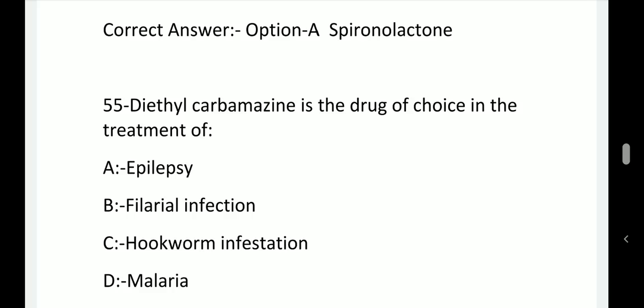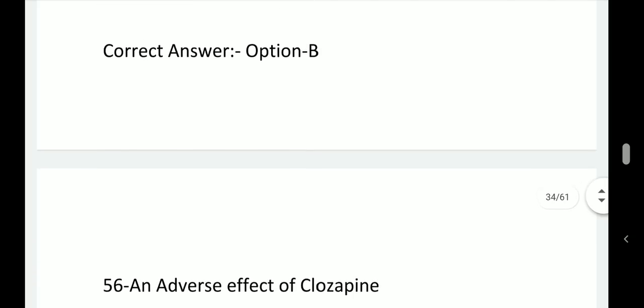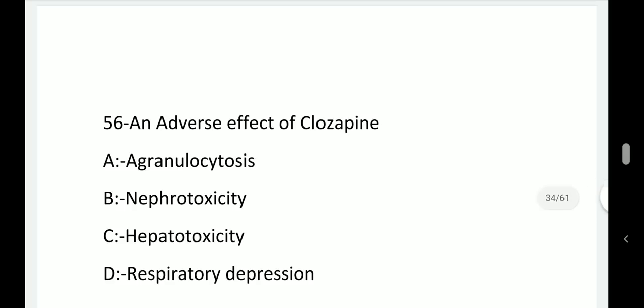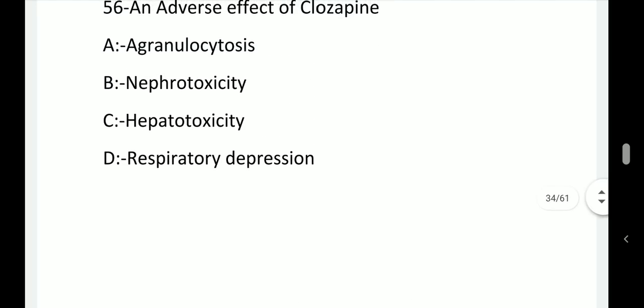Option B, filarial infection. Option C, hookworm infestation. Option D, malaria. Answer is option B, filarial infection. Question number 56. An adverse effect of clozapine. Option A, agranulocytosis. Option B, nephrotoxicity. Option C, hepatotoxicity. Option D, respiratory depression. Answer is option A, agranulocytosis.